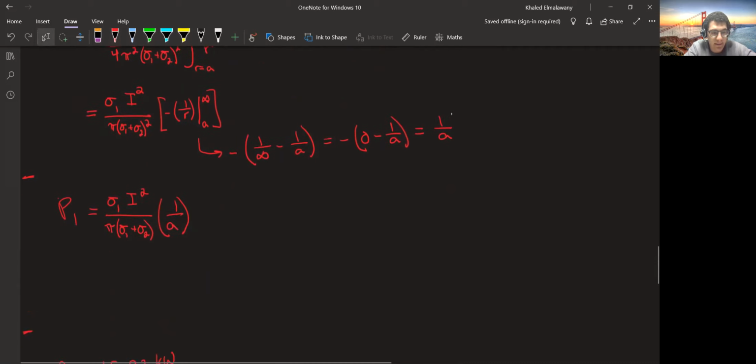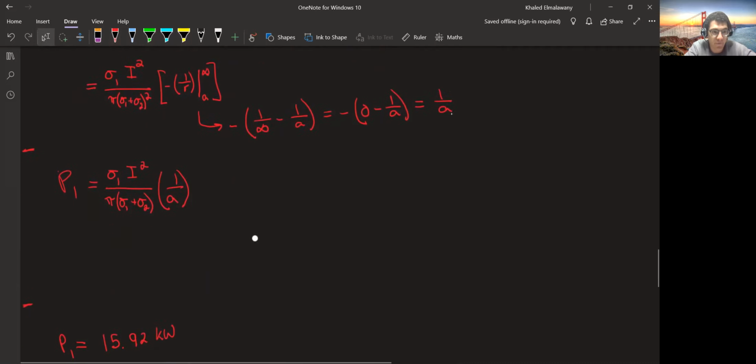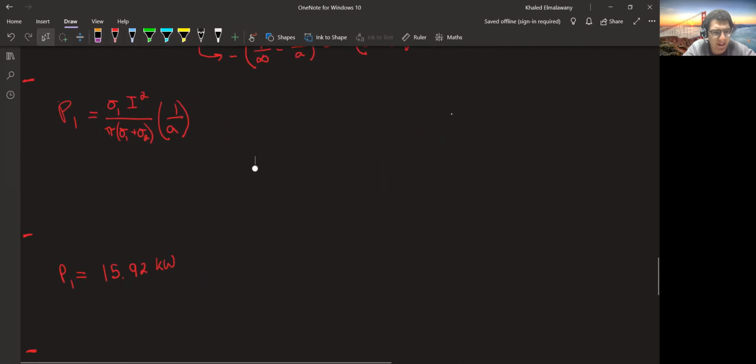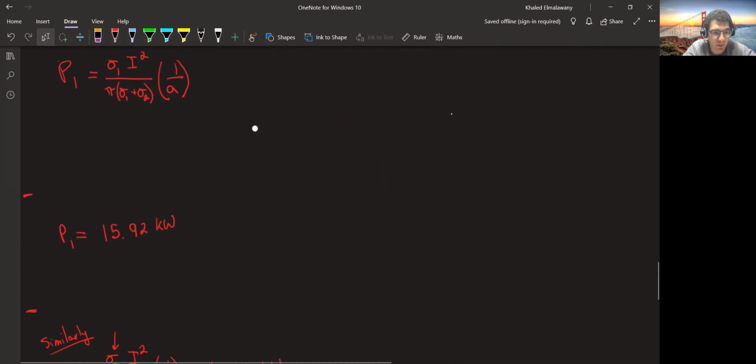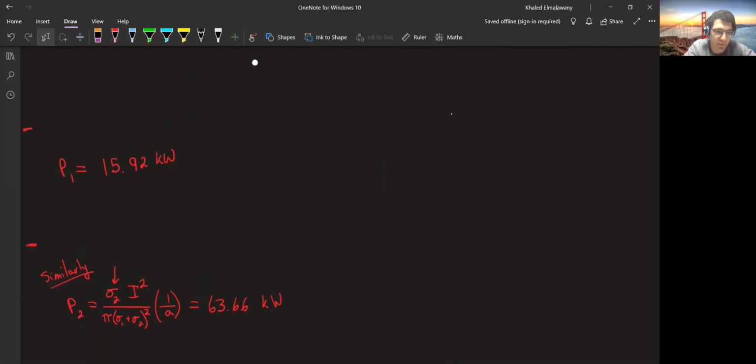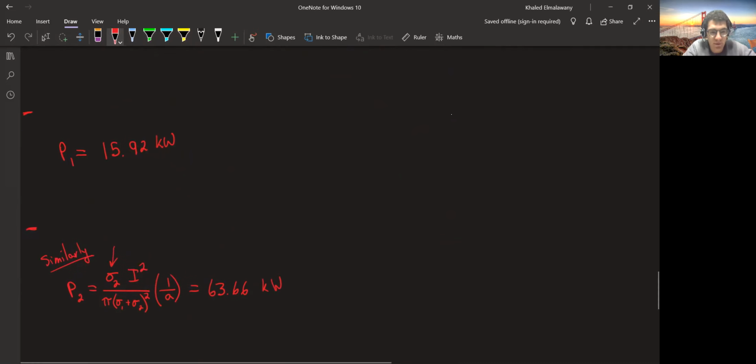And that means the power across the first section, which is the first boundary in the Earth onwards to infinity, we get 15.92 kilowatts. Now, similarly, the only difference between P1 and P2 would be sigma 2, as noted here. So that comes to 63.66 kilowatts.